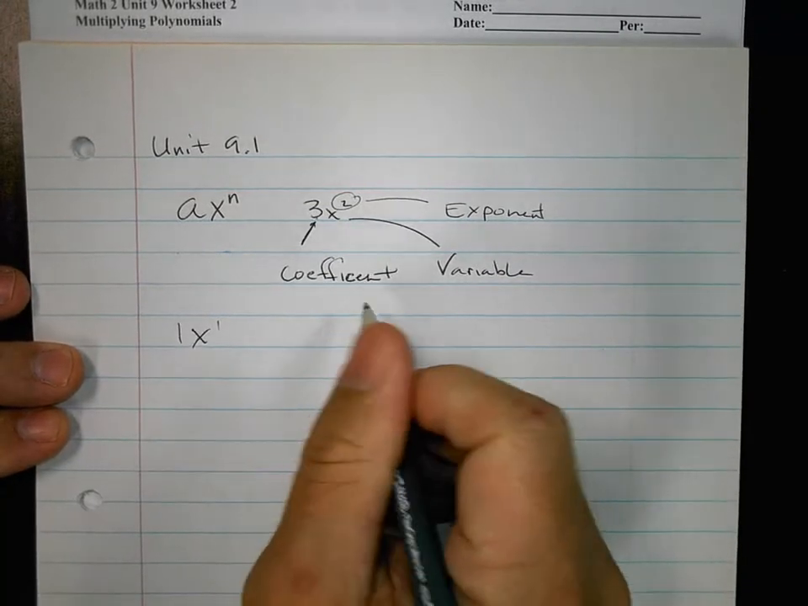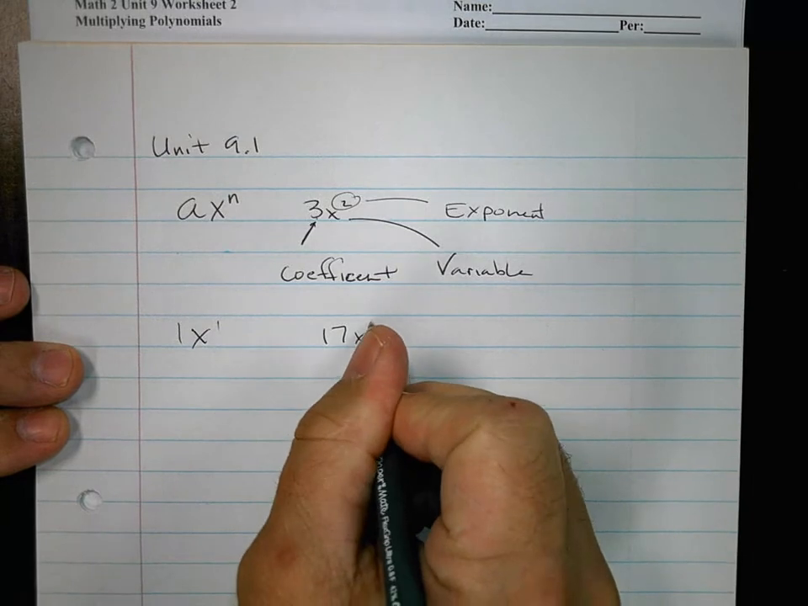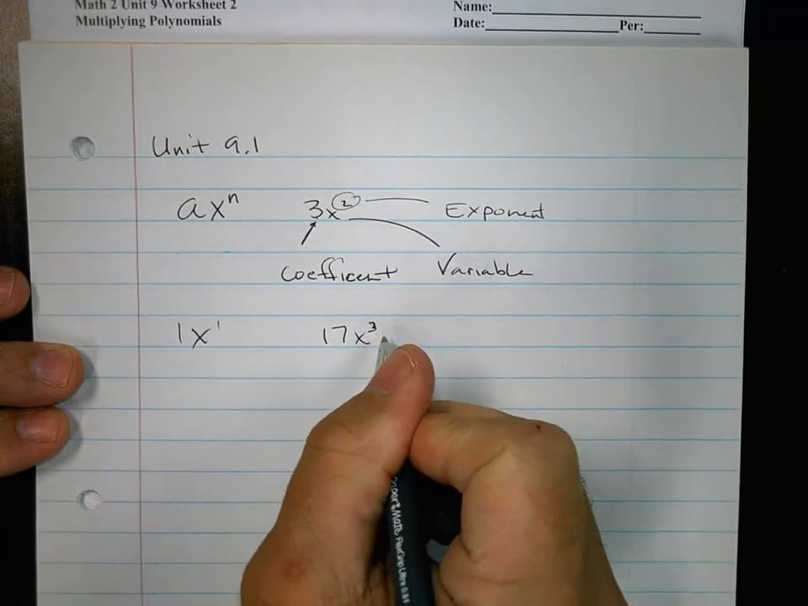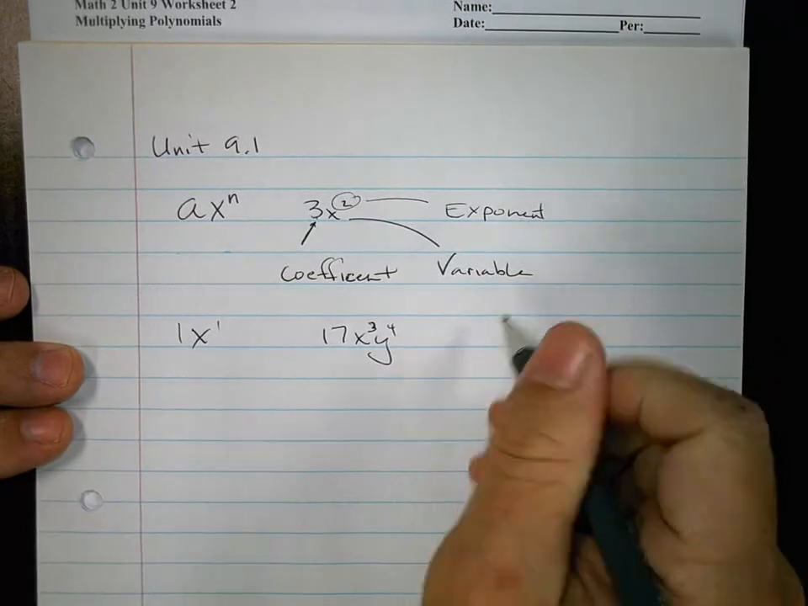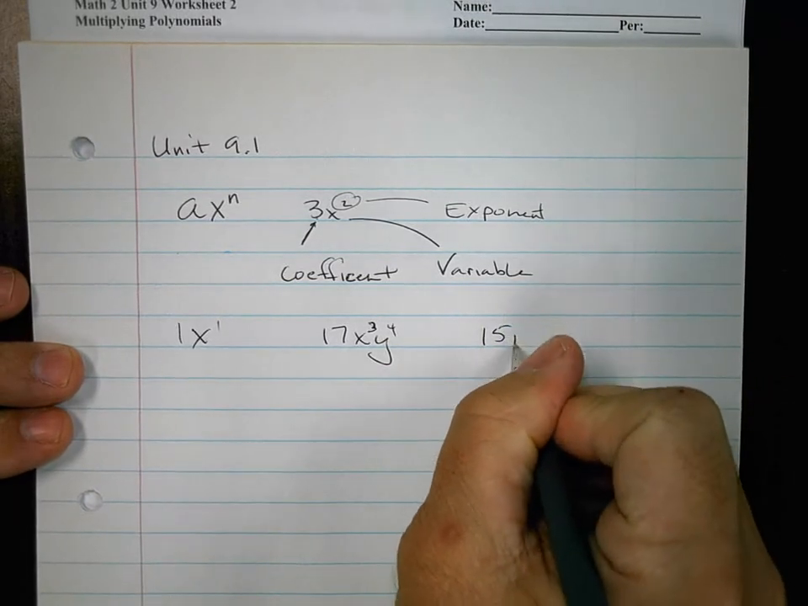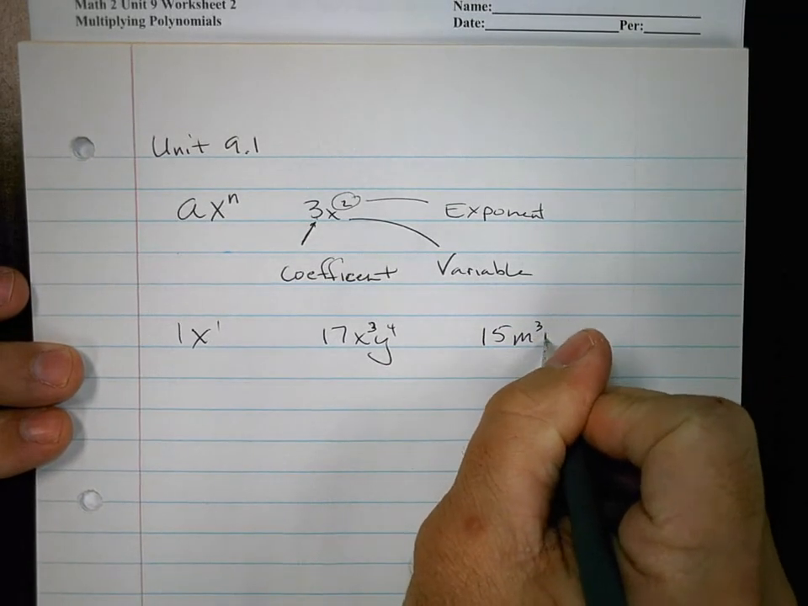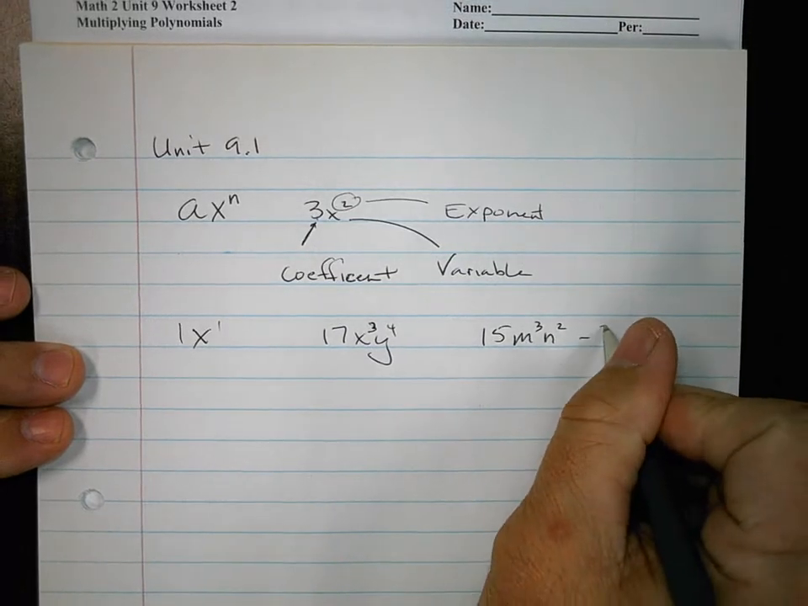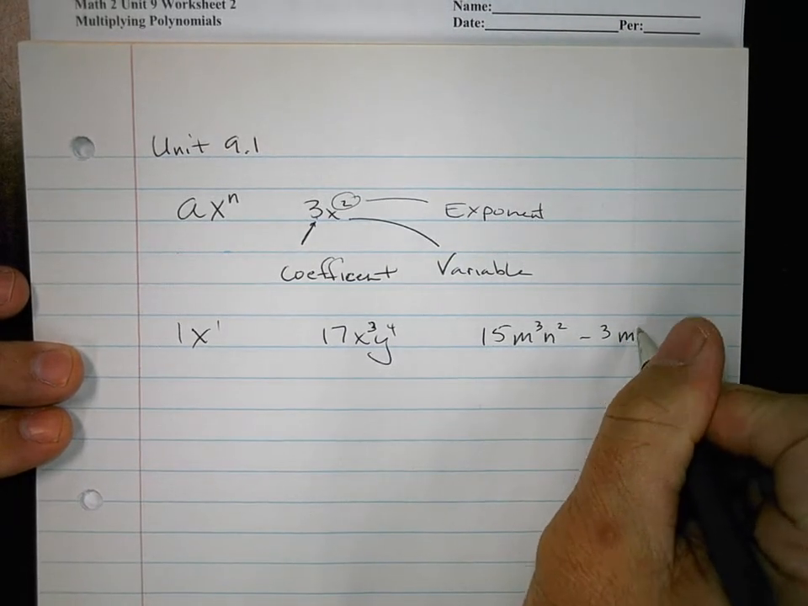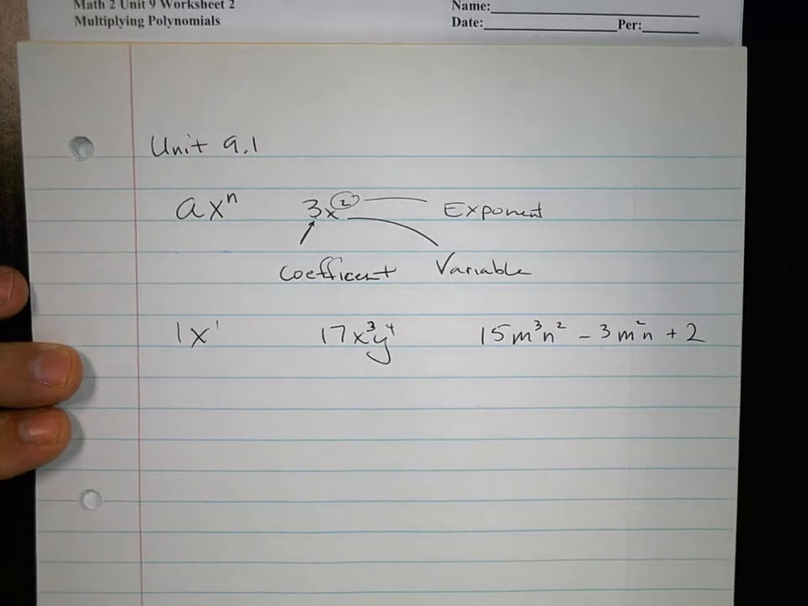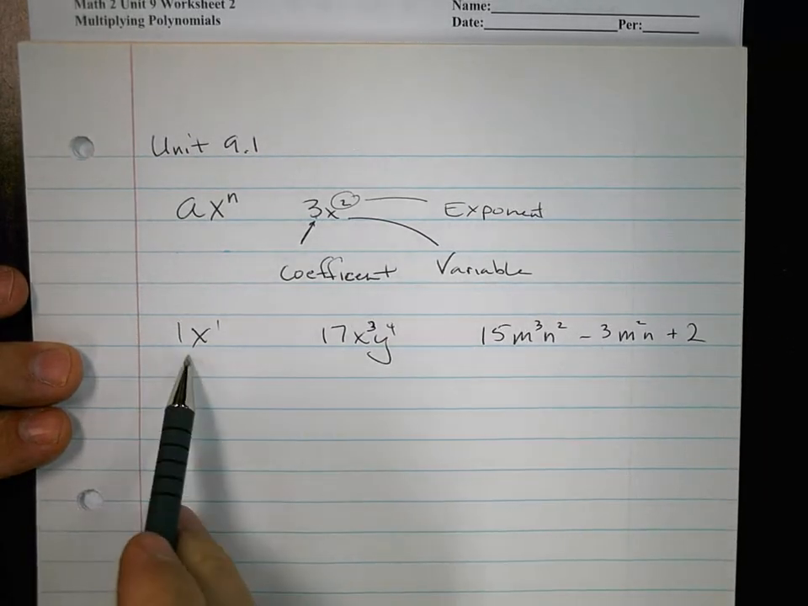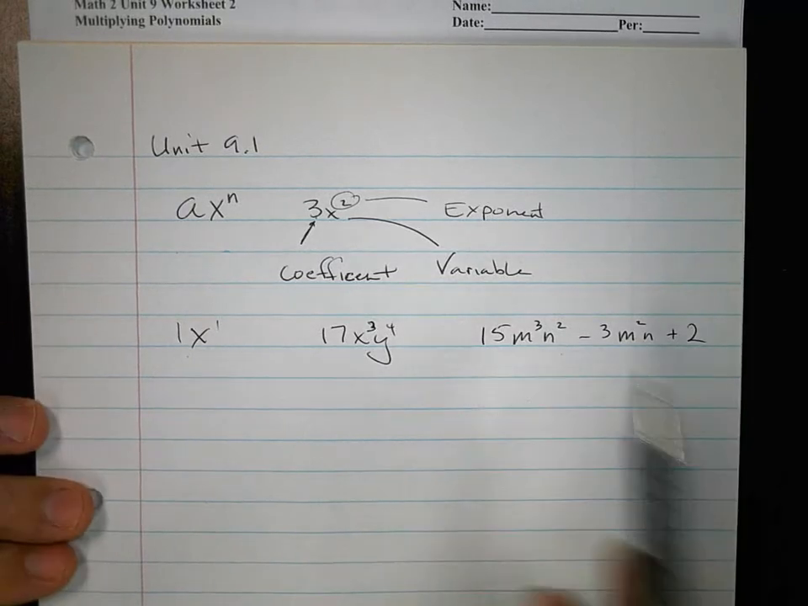And of course, they get more complicated, like 17x to the third y to the fourth, or even 15m to the third n squared minus 3m squared n plus 2. So they can be very basic or very complicated.